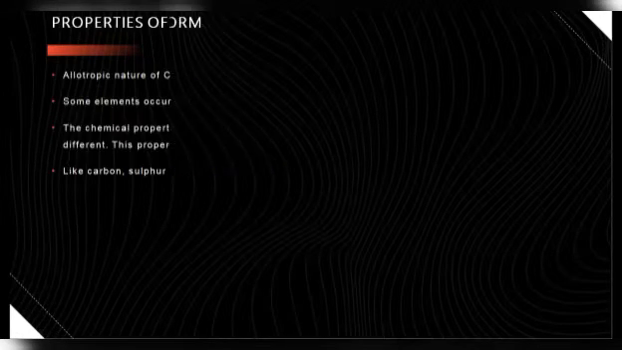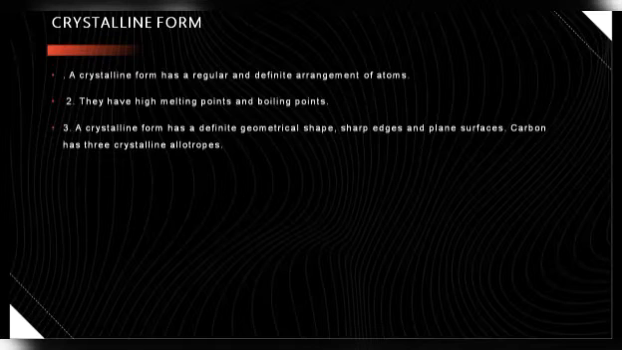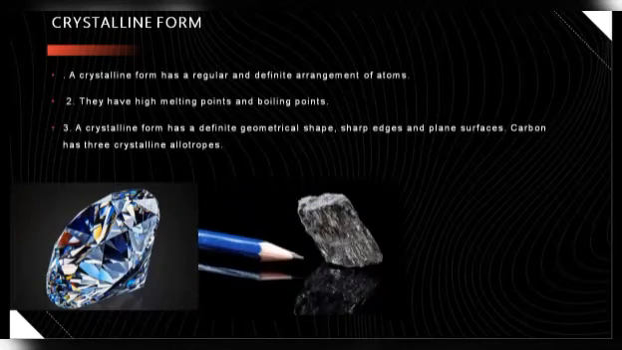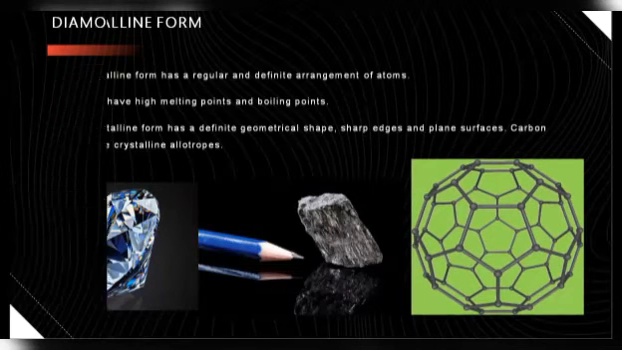The first allotrope of carbon is the crystalline form. A crystalline form has a regular and definite arrangement of atoms. They have high melting and boiling points. Carbon has 3 crystalline allotropes. The first crystalline form of carbon is diamond, second is graphite and third is fullerene. Now let us look in detail at each.